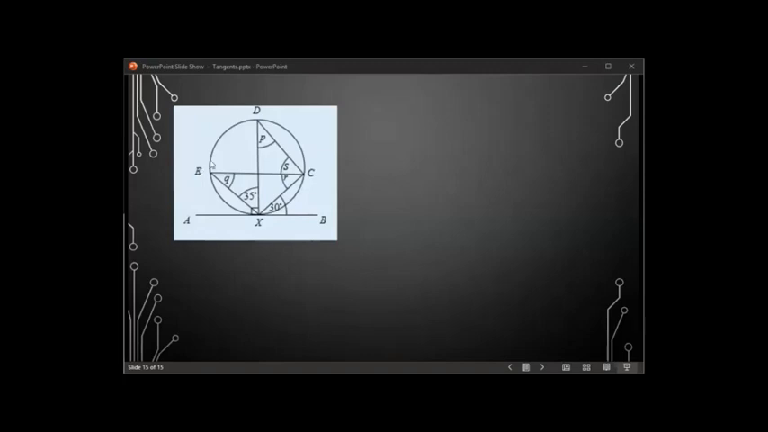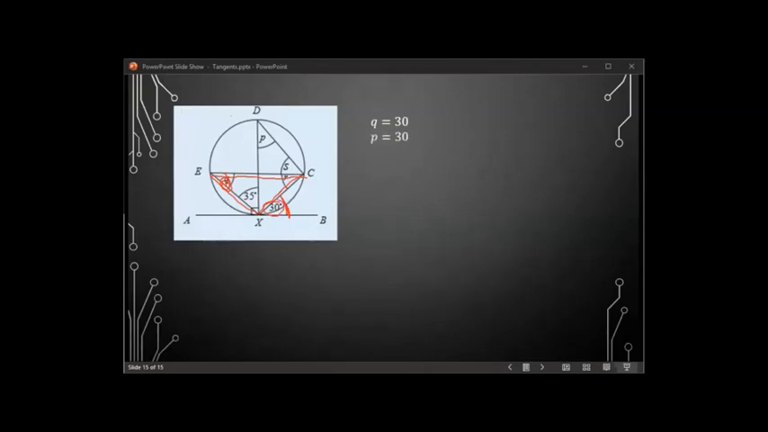Okay, so the question here, we have to find P, Q, R, and S. So I'll start. We can directly write Q is equal to 30. Why? This is a tangent and this is a chord, and this is the angle made by the tangent and the chord, and this is the alternate segment, and Q is the angle of this alternate segment. So from the theorem that we just discussed, Q is equal to 30.